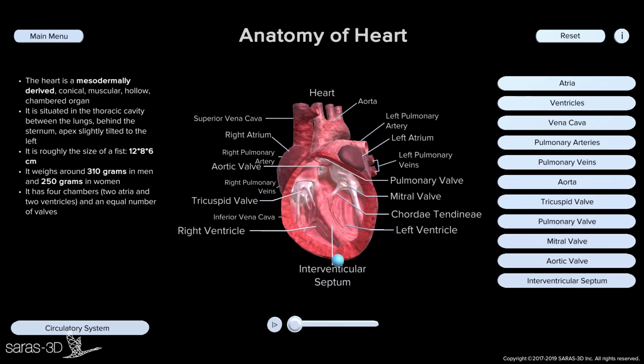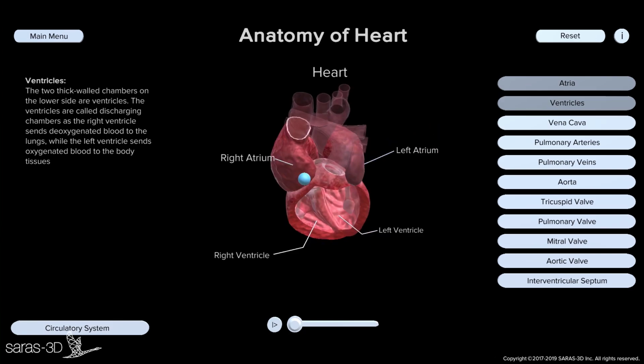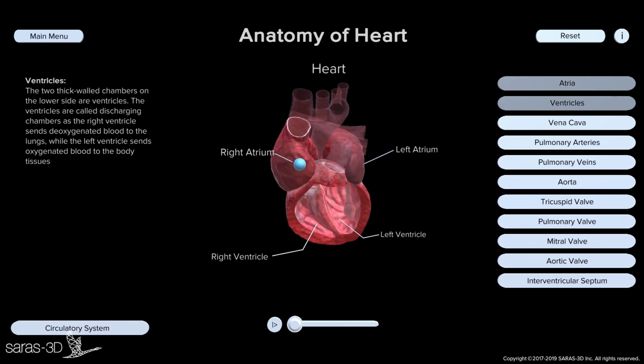So the heart has four chambers, two atria and two ventricles. Now these two atria, so here right atrium and left atrium, right ventricle and left ventricle. Now what does this atrium mean? Atrium means the entryway. So atria are the receiving chambers of the heart where oxygen poor blood enters through the different veins.